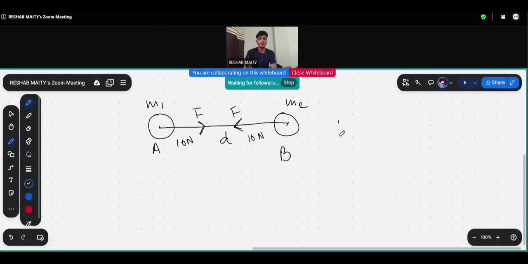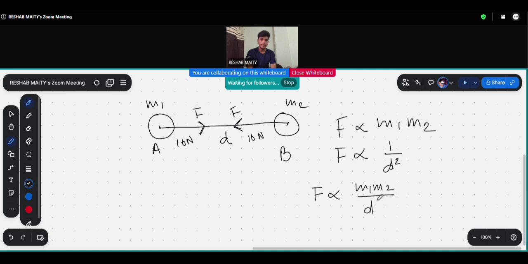So F is proportional to the multiplication of their masses, M1 M2. F is also inversely proportional to the distance between their centers, so F varies as 1 by d square. If we combine these two, we can write F equals G M1 M2 by d square.